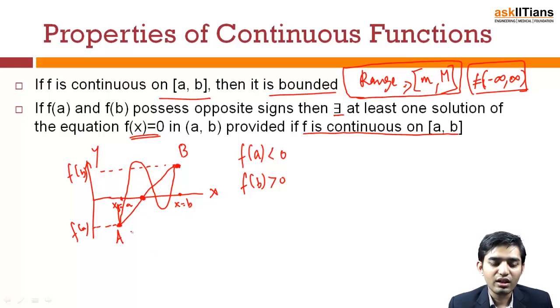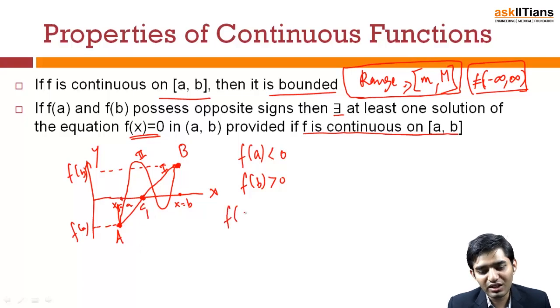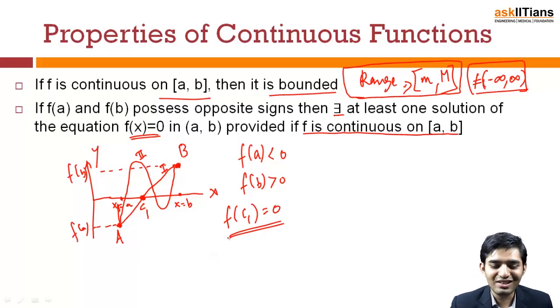If I want to join this point A and B, I will have to cut the x-axis at least once. Why am I saying at least once? Because if I join by this path, let me say this is path 1 and this is path number 2, if I join it like this, then I will get this point C1, where f(C1) is equal to 0, because y is equal to 0. It is lying on the x-axis.